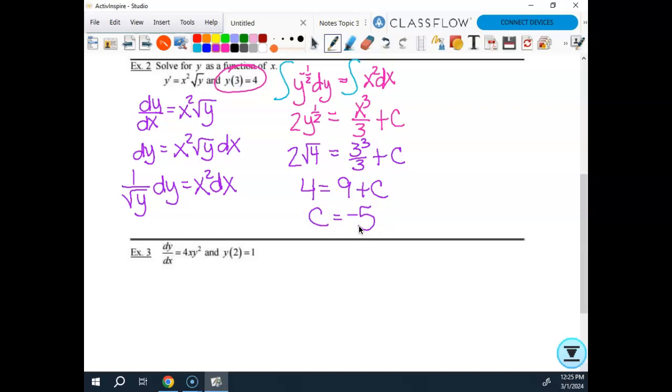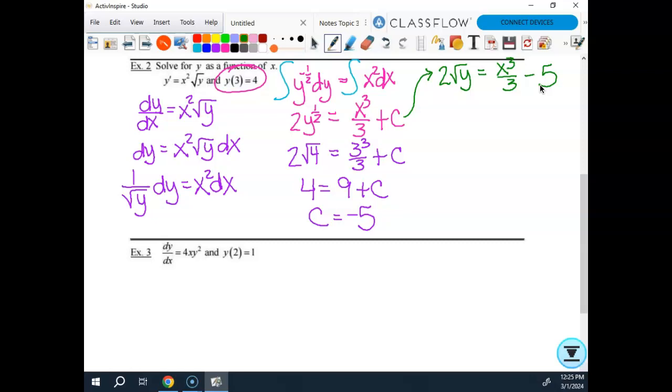Everybody with me so far? So now we still do have to solve for y, but I can go back and do that now so that I don't have to worry about the weird things that happen with c. I think sometimes people feel a little bit better about that. So I'm going to come here. This is really just 2 square root of y, so I'm going to rewrite it like that, equals x cubed over 3 minus 5. Okay. Everybody okay with that?